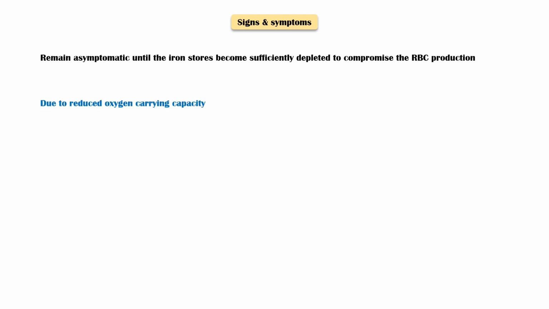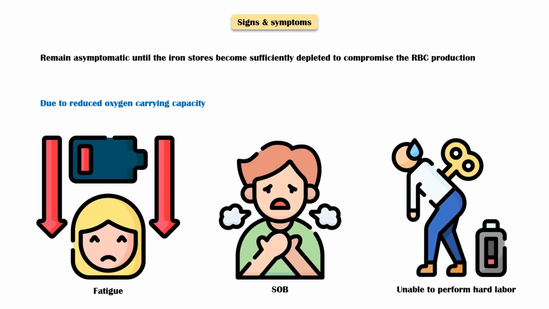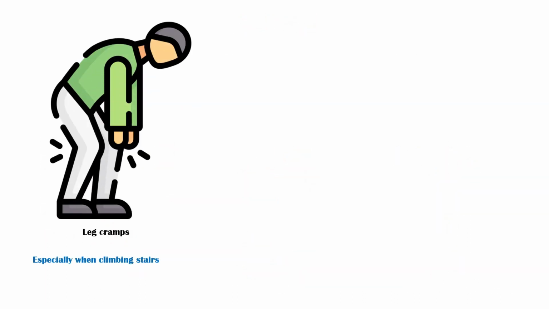People with iron deficiency remain asymptomatic until the iron stores become sufficiently depleted to compromise red blood cell production. Due to reduced oxygen carrying capacity in blood, patients will develop fatigue, shortness of breath, and inability to perform hard labor. They will also develop muscle cramps, especially when climbing stairs. This occurs due to reduced synthesis of muscle proteins such as myoglobin.